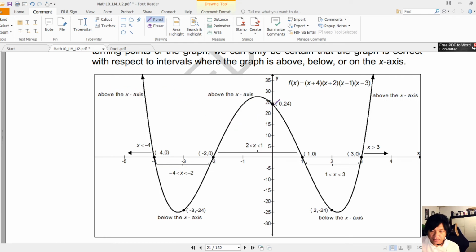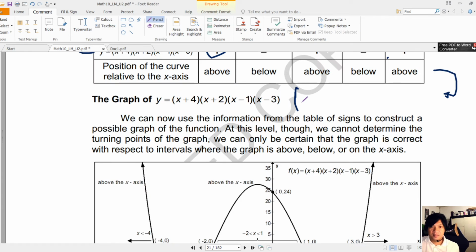Tapos, yung Y-intercept natin is nasa 24. So, solve na natin yung Y-intercept. The Y-intercept is, ano nga yung condition? We're going to set x equal to 0. Lahat ng x dito gawin natin 0. So, magiging 0 plus 4 times 0 plus 2 times 0 minus 1 times 0 minus 3.